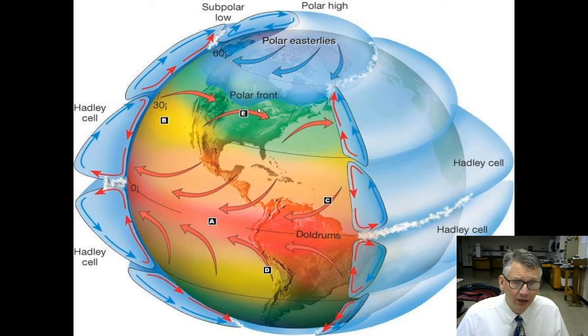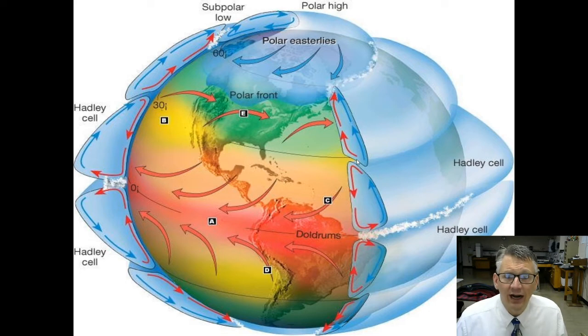If you take a look at where we're at right here, we get our weather predominantly from the west. In the summertime, it's more southwest. In the wintertime, it's more northwest. But if we are going to look at where our weather is going to come from, it comes from the west.